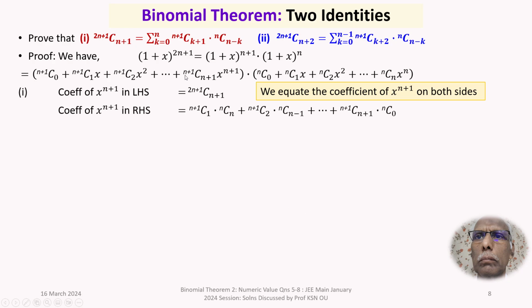At the end, it will come to n plus 1 Cn plus 1 x to the power of n plus 1 multiplied by n C naught. It is the coefficient of 1. So if you multiply, you will get n plus 1 Cn plus 1 multiplied by n C naught.